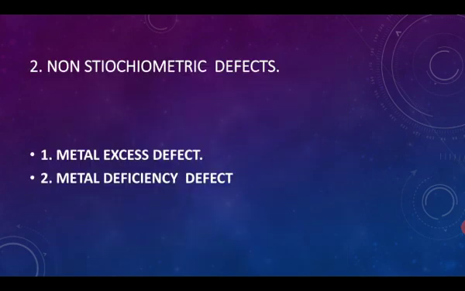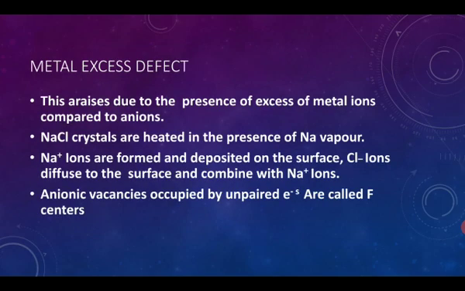Then non-stoichiometric defects, we have two types. One is metal excess defect, the other one is metal deficiency defect. Now let us see the metal excess defect. This arises due to the presence of excess of metal ions compared to anions.